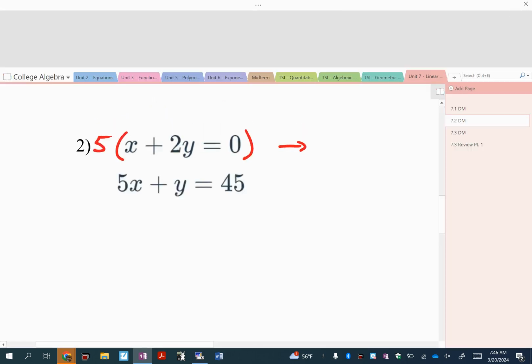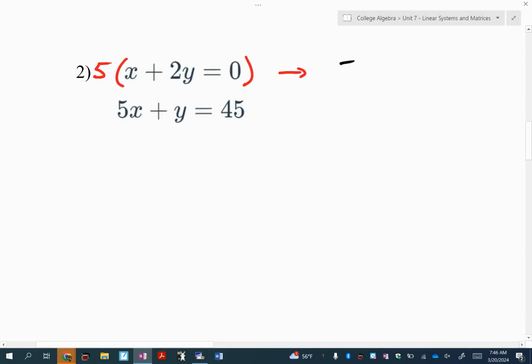Okay, so what is 5 times x? 5x. What's 5 times 2y? Nice, Hector. And then what's 5 times 0? 0. All right. Am I doing anything to the second equation? No. So I'm just going to copy that down.